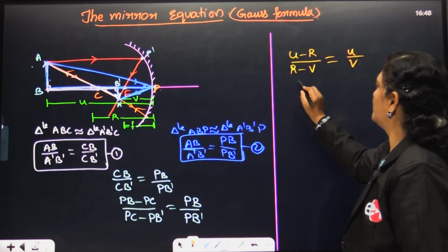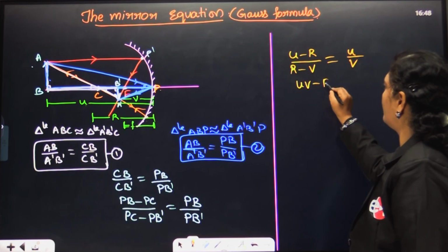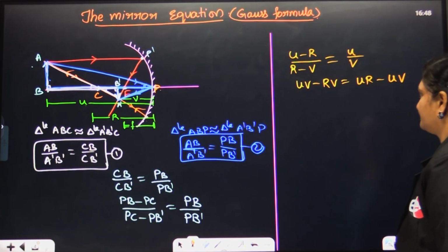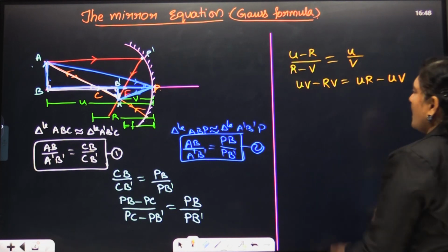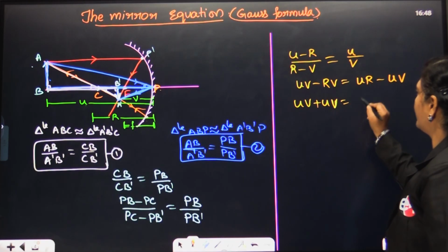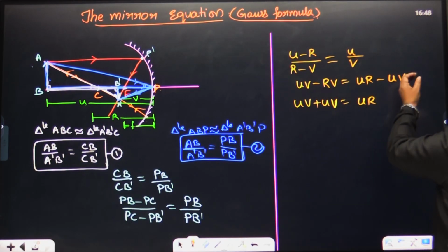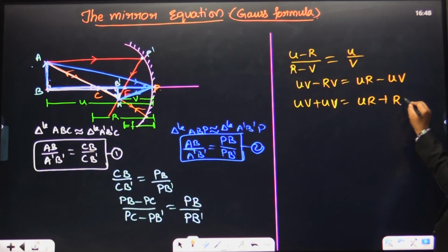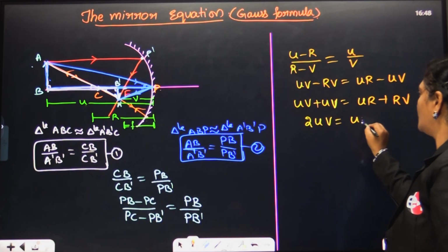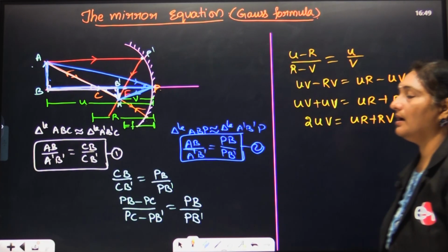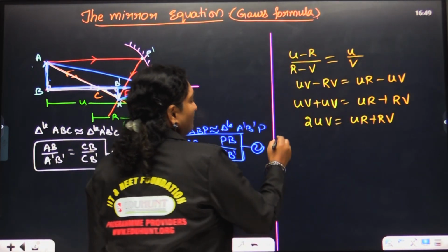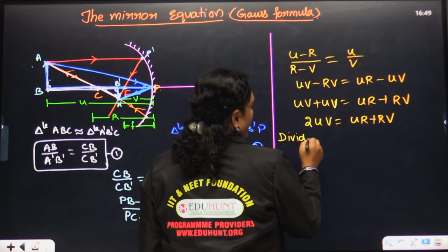Cross multiplying, UV minus RV equals UR minus UV. So, bringing this minus UV to the other side, you have UV plus UV is equal to, already you are having UR here, minus RV bringing to the other side will become plus RV. So, you have 2UV is equal to UR plus RV. This is the equation we have proved for. So, now dividing the above equation.